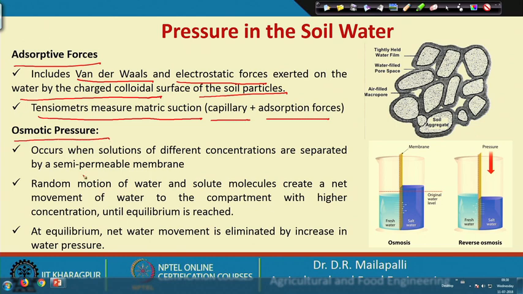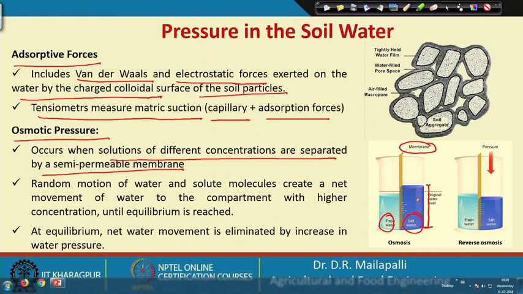Then the osmotic pressure. So, osmotic pressure is mainly due to the salts present in the soil water. It occurs when solutions of different concentrations are separated by a semi permeable membrane. Suppose in this case, assume that there is a semi permeable membrane between the fresh water and the salt water, right. Then after some time there is an interaction, the fresh water molecules go in and the salt molecules go into the fresh molecule. So, after the equilibrium, you see the rise in water level in case of salt.